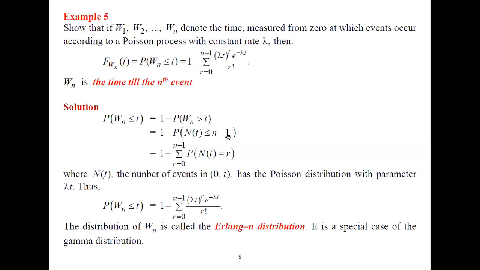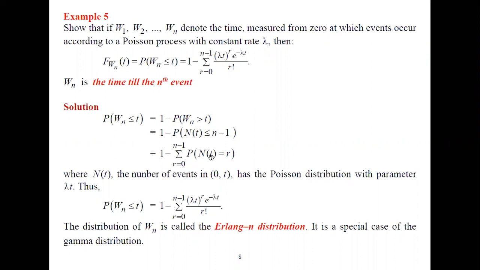Have you seen it? Yes. The number of events will be less than or equal to n minus 1. And we know that N(t) follows a Poisson distribution with mean lambda t. So you can write this as the sum from 0 to n minus 1 of the probability that N(t) is equal to r.